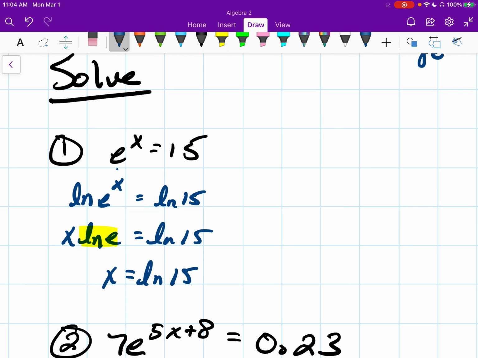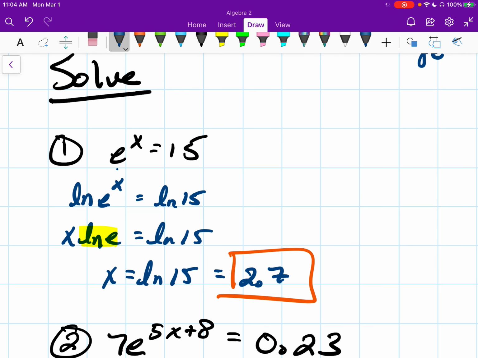So now that we have x equals natural log 15, I can press equals on my calculator. I'm going to type in natural log 15. On my grapher, it's in the lower left corner. Natural log 15 is about 2.7.